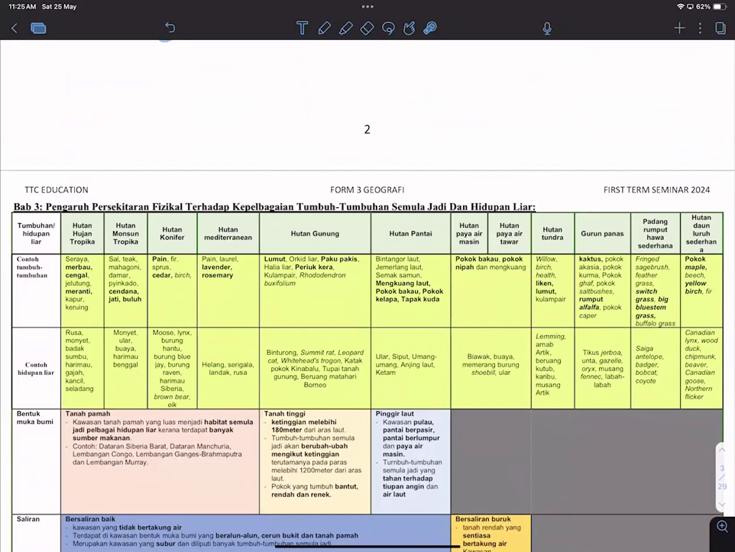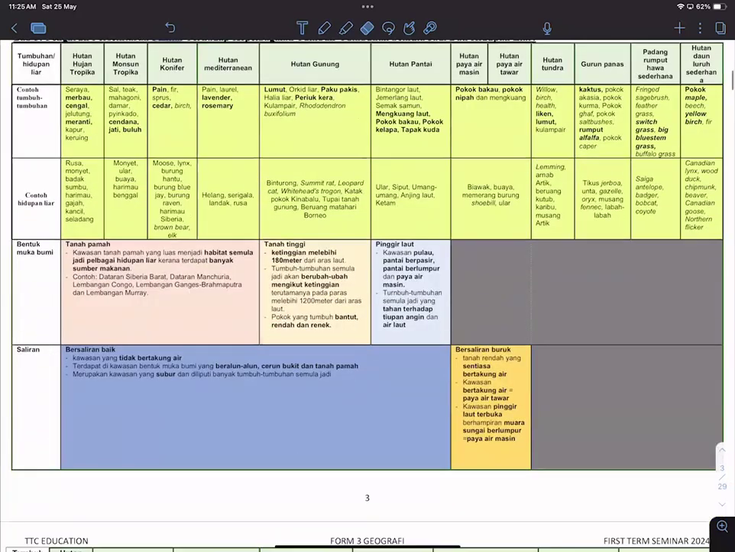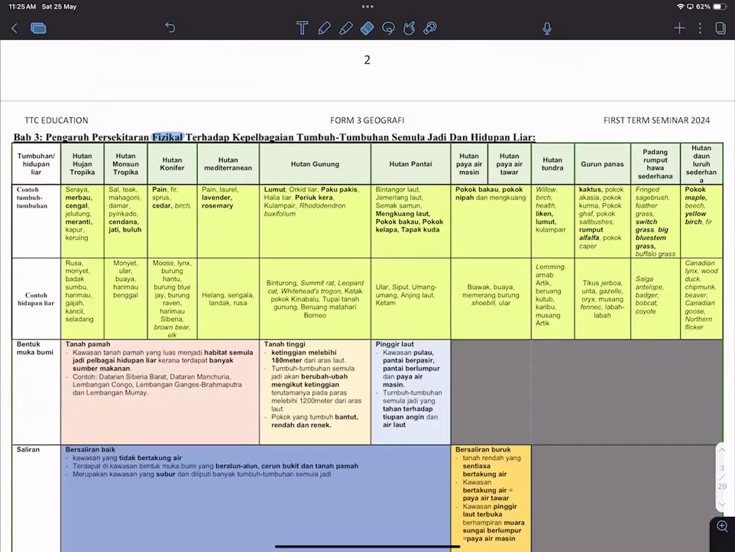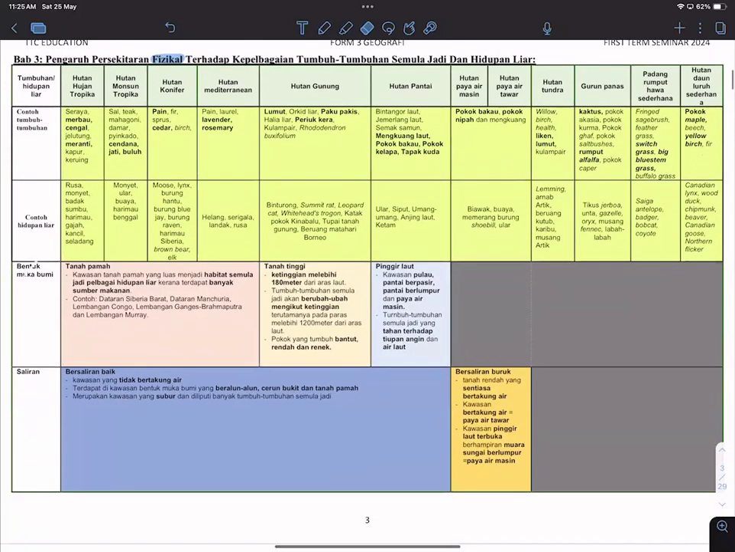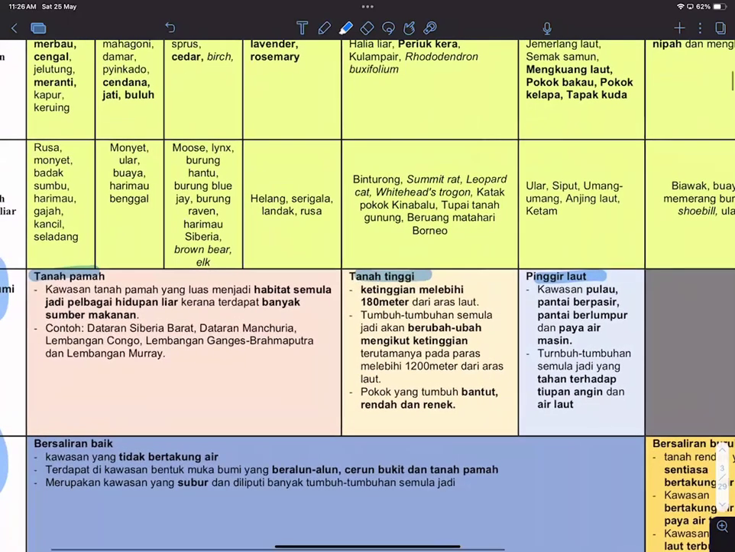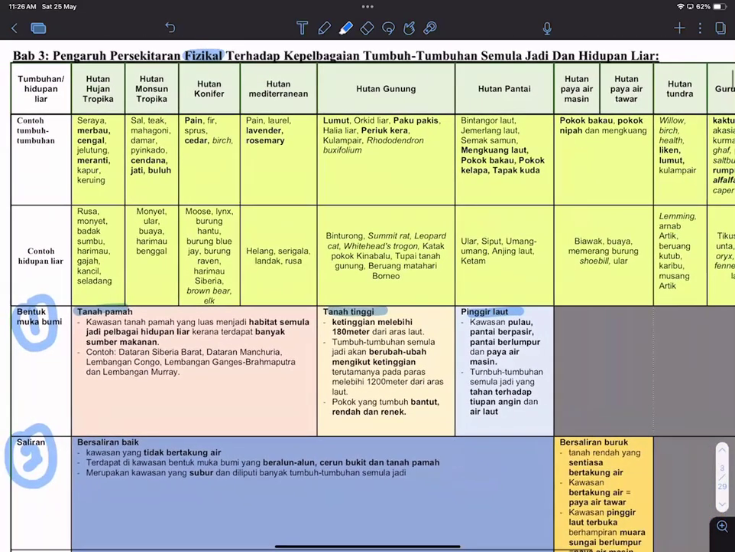So page number 3 now, we have the physical factors, how many types, guys? Part 3, physical factors, 4, right? The first one is always bentuk muka bumi, followed by saliran. For bentuk muka bumi, we have tanah tinggi, tanah pamah, pinggir laut. What we have to memorize for the tanah tinggi in your bab 3? Banjaran Crocker, Banjaran Himalaya.